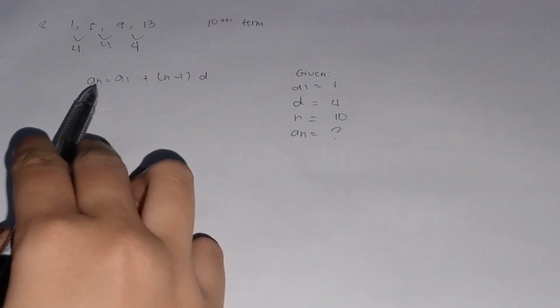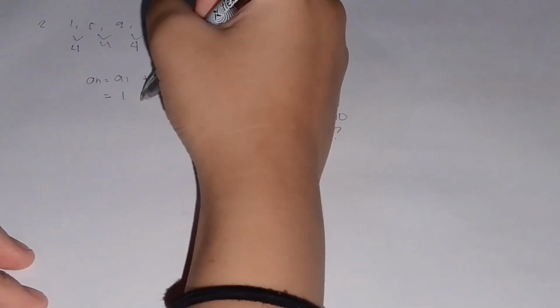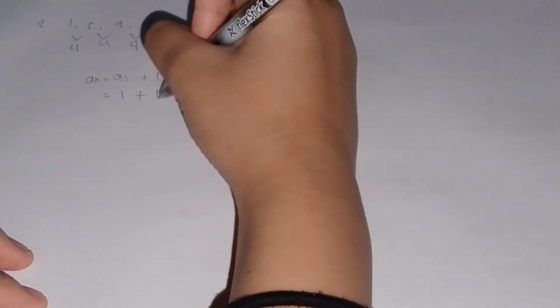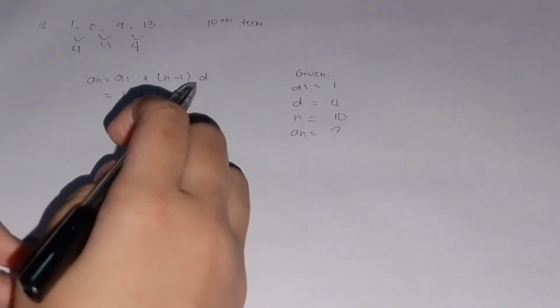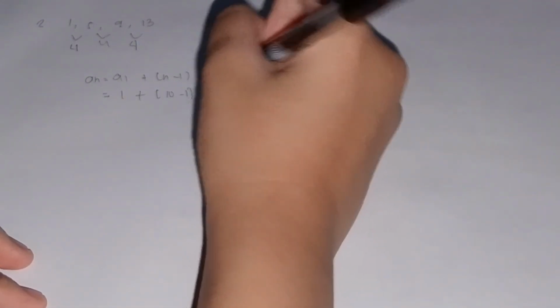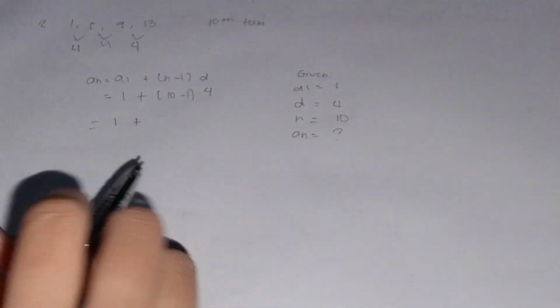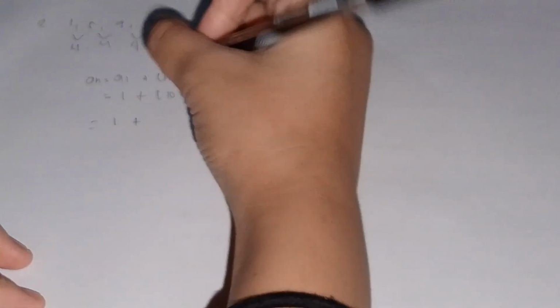Let's just distribute it. So a1 represents 1, and then plus our n here is 10. Let's write 10 minus 1, and then our d is 4. And then bring down your number 1, and you just need to solve this first. 10 minus 1 is equal to 9.